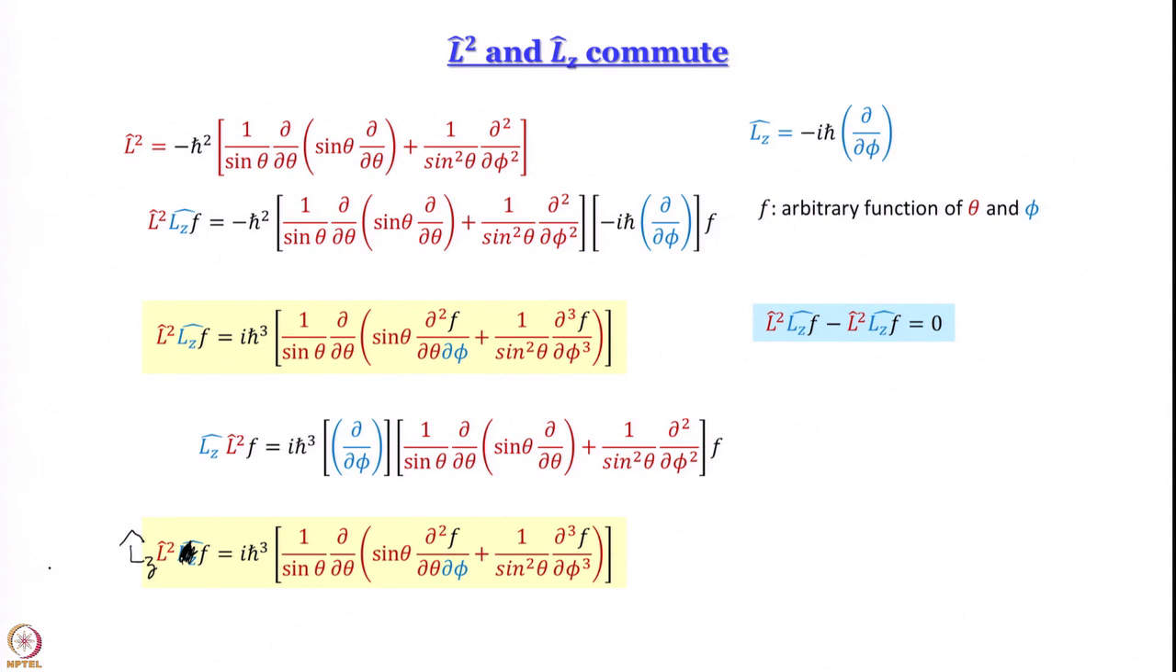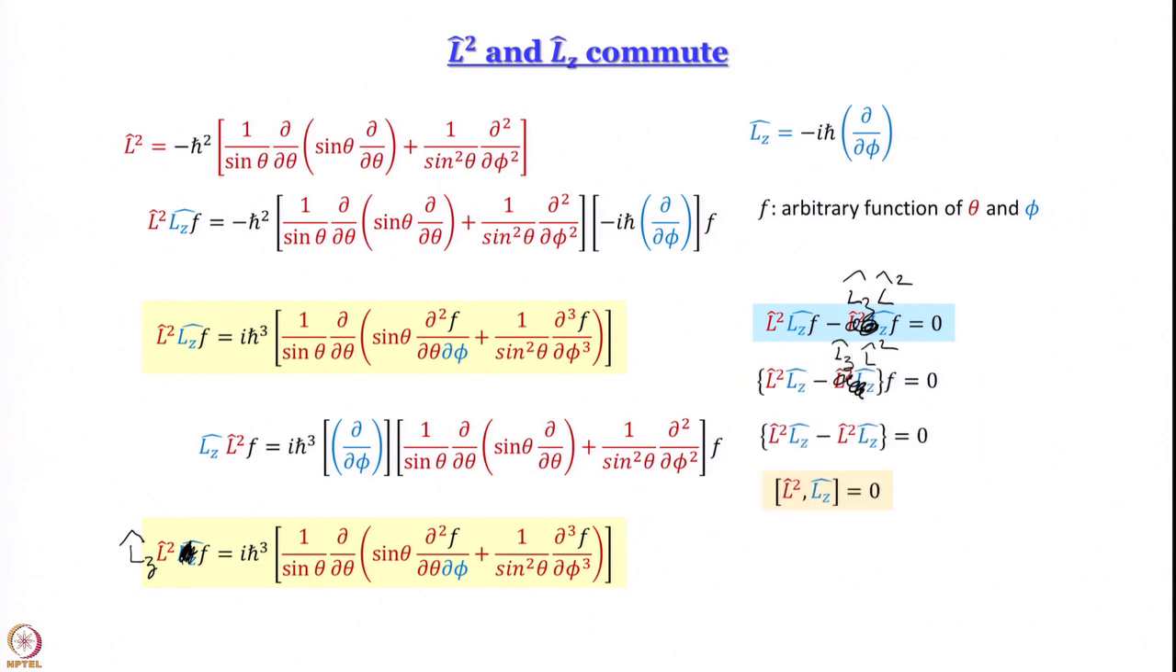So, L square L z f minus L z L square f is equal to 0, which means L square L z minus L z L square is equal to 0. Just reverse the sequence of operations, you get the same answer. So, you subtract the resultant functions, you are going to get 0, because you get the same function no matter whether you make L z operate first or whether you make L square operate first. So, L square L z minus L z L square equals 0.